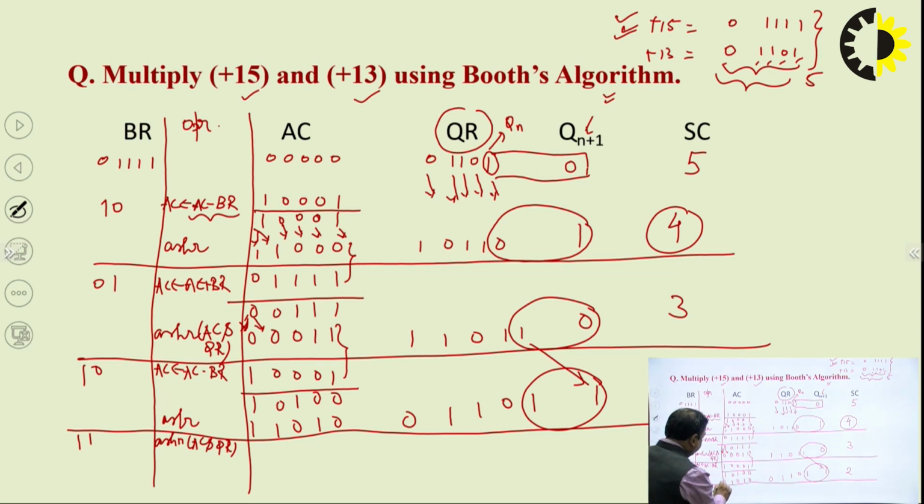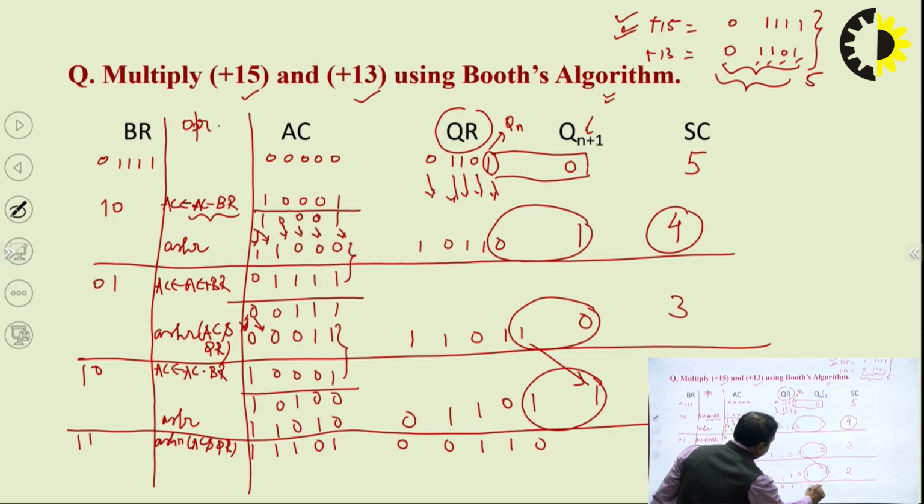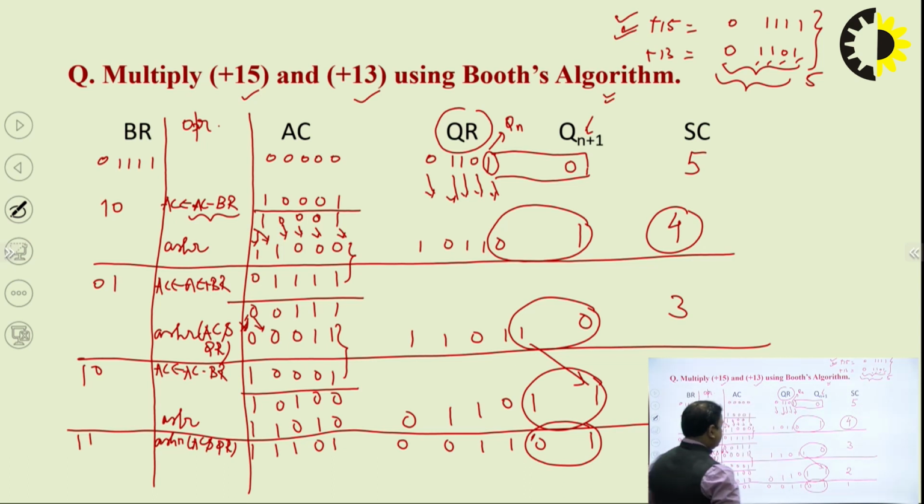Arithmetic shift right operation says this one will be here and it will be shifted to right position also, that is 1 1 0 1 0 0 1 1 0 1, and sequence counter becomes 1. Again what I see that the sequence counter is not equals to 0, so we will move ahead, right. We will move ahead means again we will check the value of Qn and Qn plus 1. So the value of Qn and Qn plus 1 is 0 and 1.